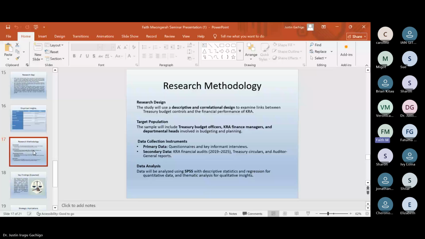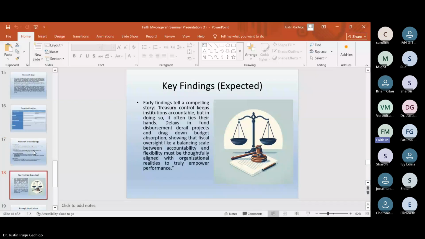My last slide is on the key findings that I expect, which is to find how Treasury should strike a balance between fiscal discipline and the autonomy or the freedom of the state corporations. And with that, I submit.